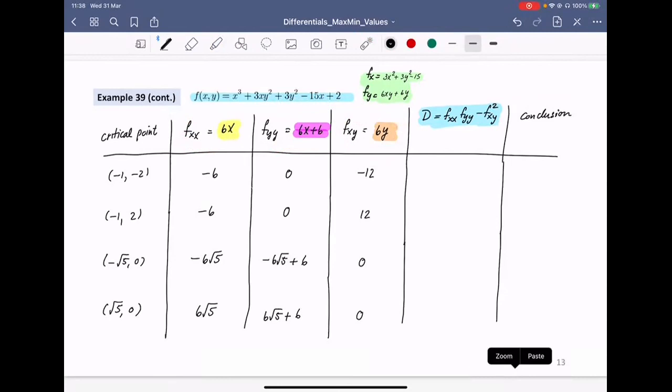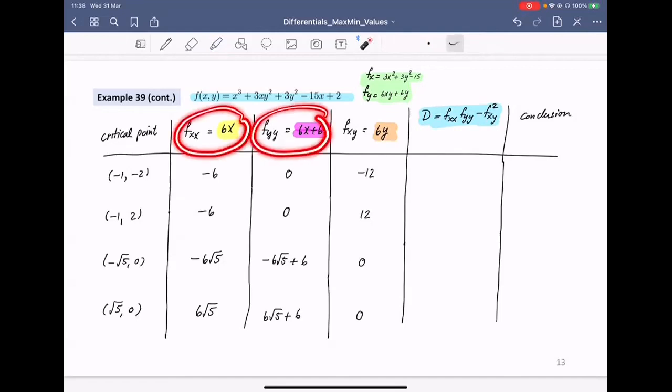Oh, okay. I'm sorry, I missed the column. So go back again. This is going to be this column multiply this column, right? And then minus this column square. Okay, I switched the order. Sorry, fxx multiply fyy and then minus fxy square.